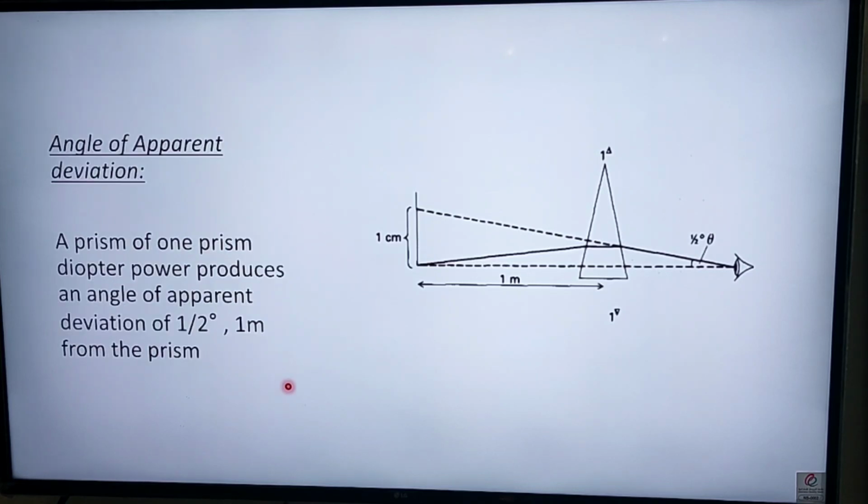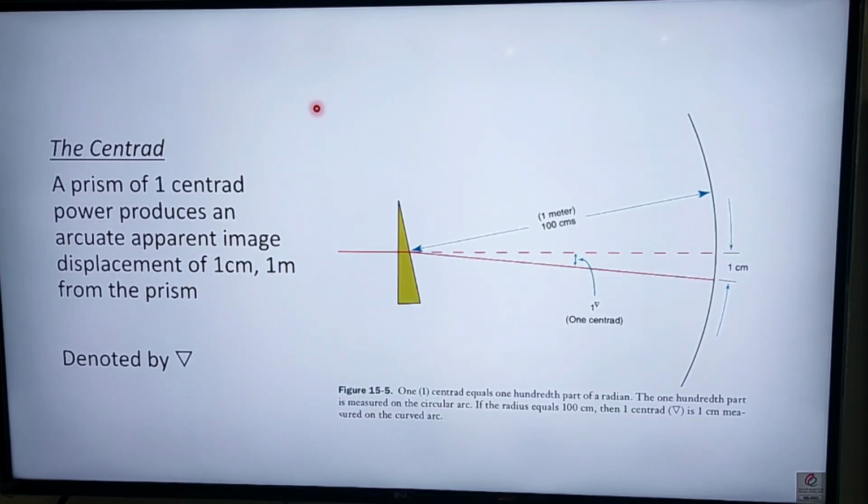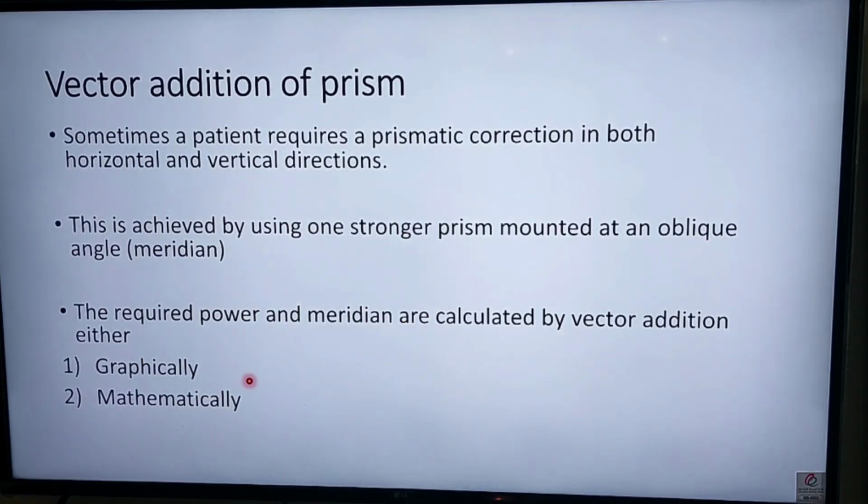The next is the angle of apparent deviation. A prism of one prism diopter would produce an apparent angle of deviation of half a degree, 1 meter away from the prism. The next unit is the centrad, where a one centrad prism would produce an apparent angle of displacement of about 1 centimeter. So this is basically an arcuate apparent image, 1 meter away from the prism. Here you can see the sign by which it's denoted.